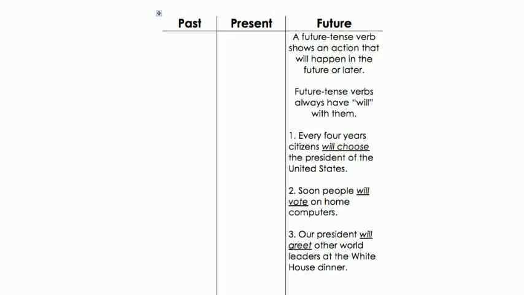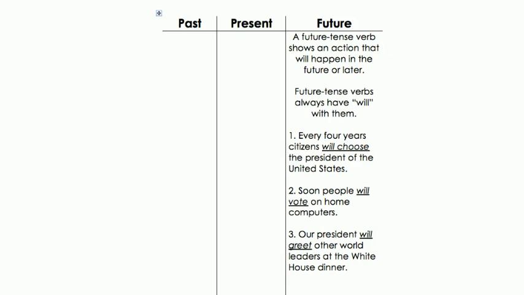A future tense verb shows an action that will happen in the future or later. It's very easy to identify a future tense verb because it always has the word will in front of it. For example, every 4 years, citizens will choose the President of the United States. Will choose is the future tense verb.